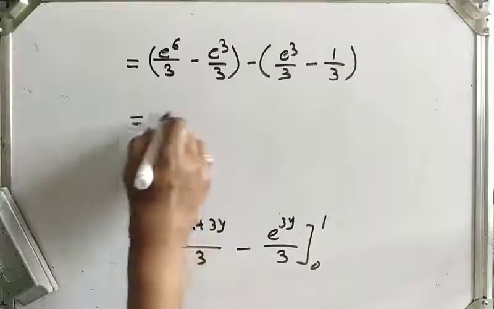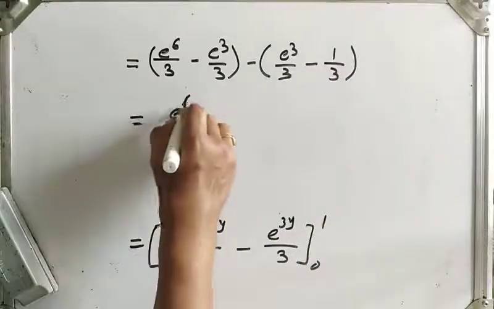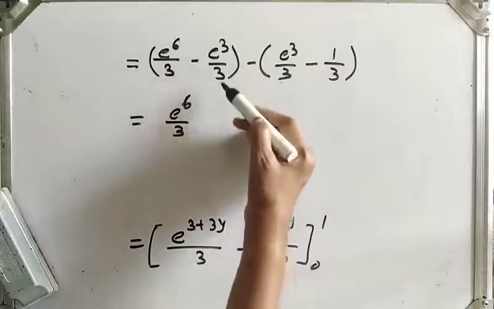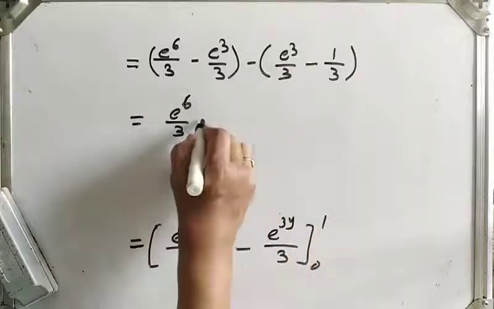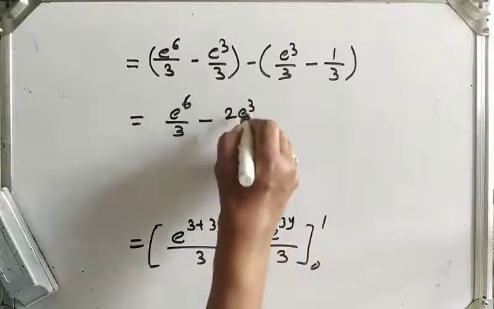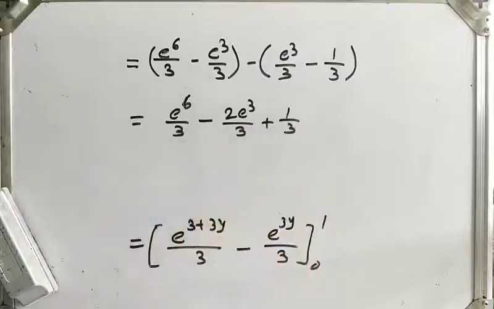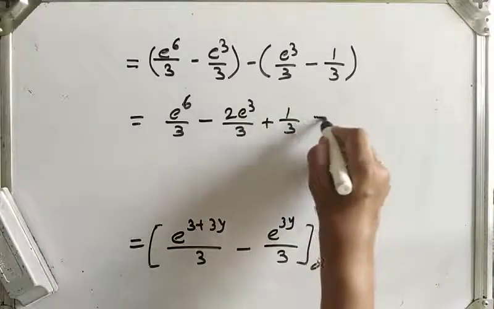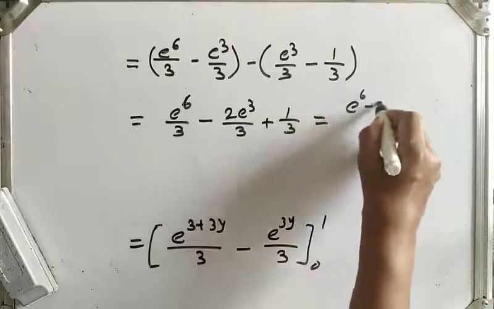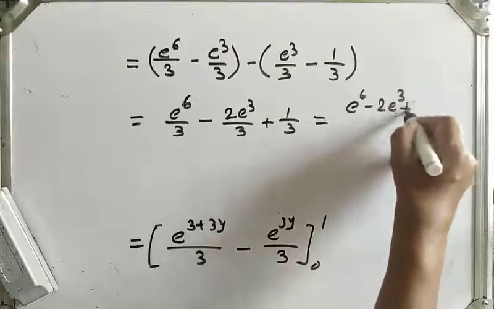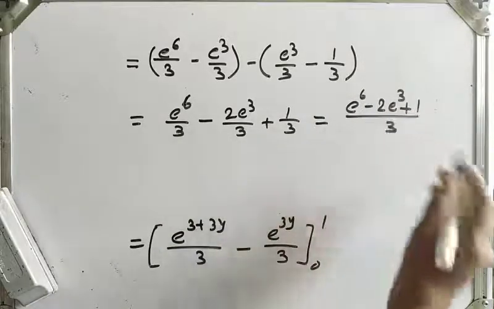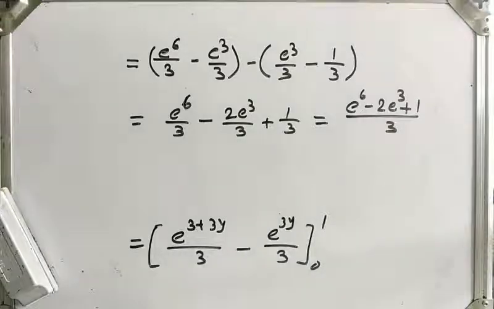So that will be e raised to 6 upon 3 minus e cube upon 3 minus e cube upon 3, that will be minus 2 e cube upon 3, minus minus, plus 1 upon 3. So our answer is (e raised to 6 minus 2 e cube plus 1) upon 3. This is our answer. Next example.